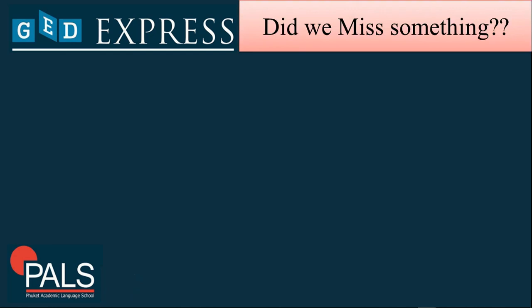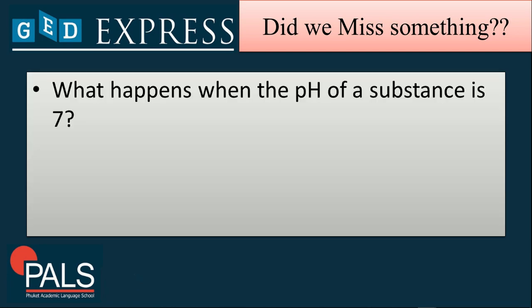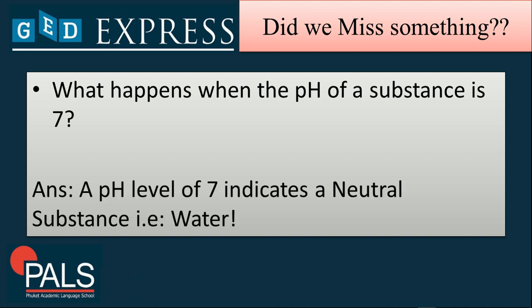Did we miss something from the discussion? You're right. So, what happens when the pH of a substance is 7? In that case, a pH level of 7 indicates a neutral substance. An example of that would be water.